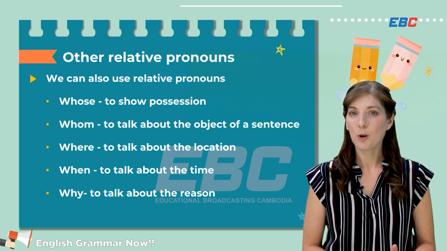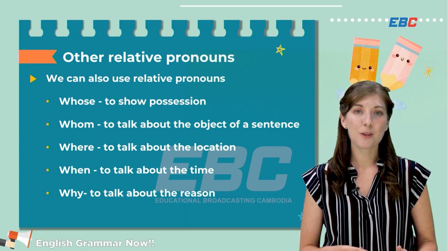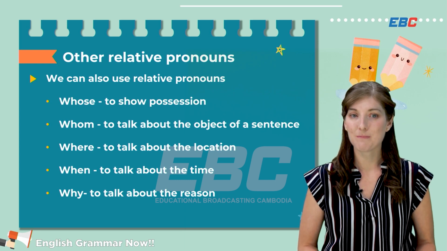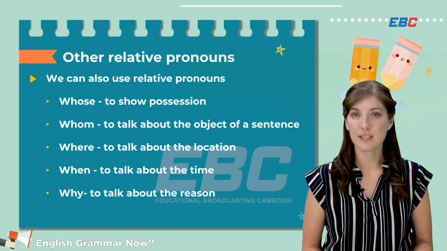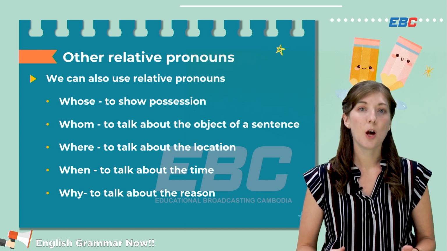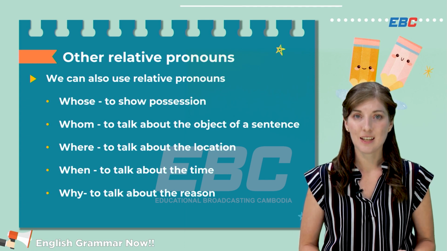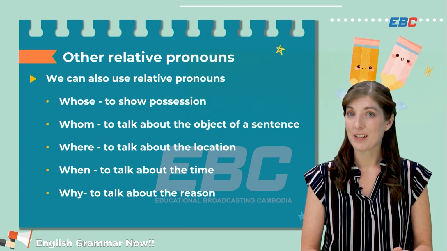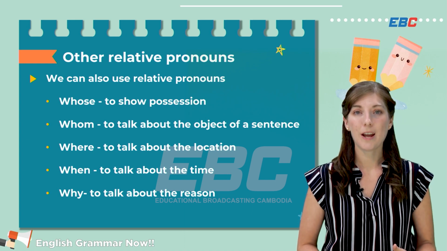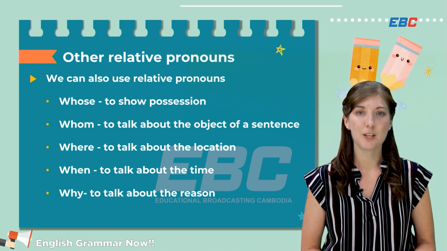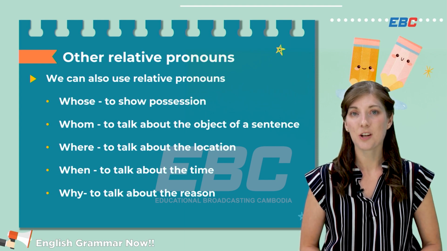Now, although who, that, and which are the most common, there are some other relative pronouns that we can use. We could use whose to talk about the possession of something. We could use whom to talk about the object of a sentence. Who is for the subject, but whom is used for the object. Where could be used to talk about a location, when to talk about time, and why to talk about a reason.